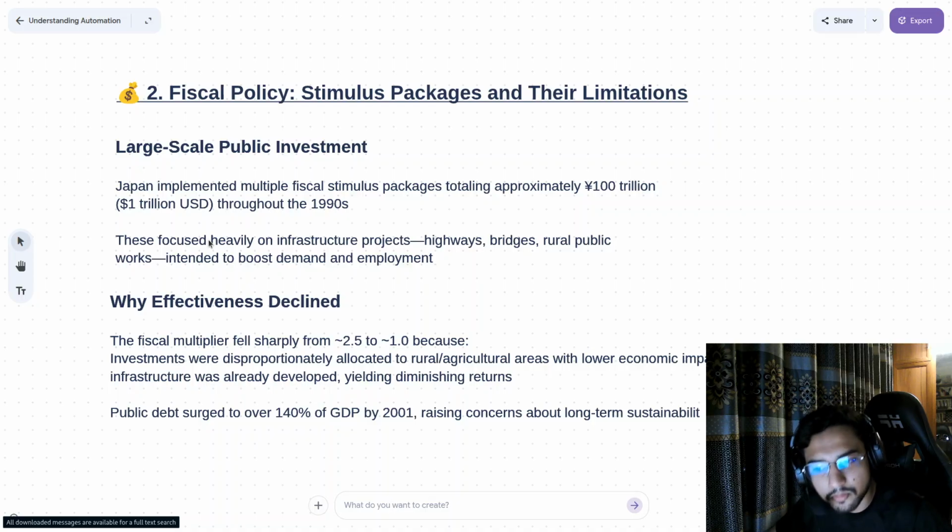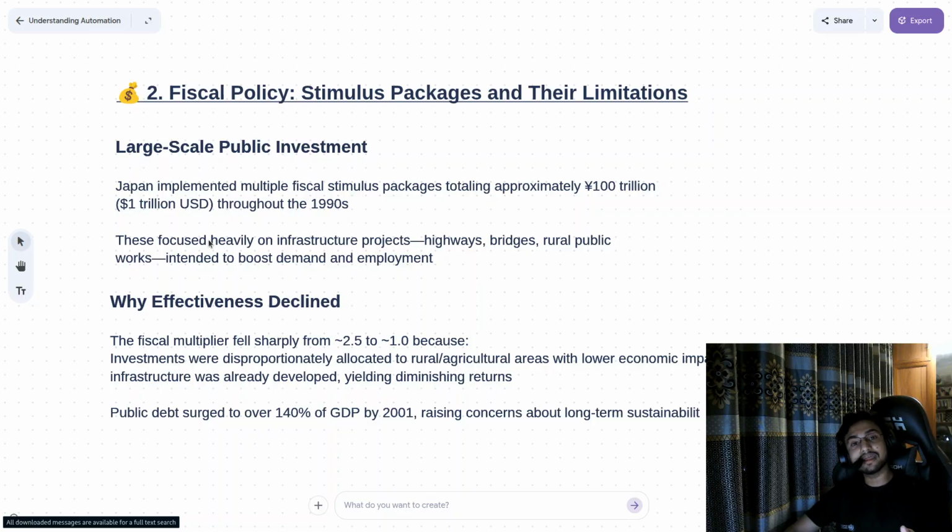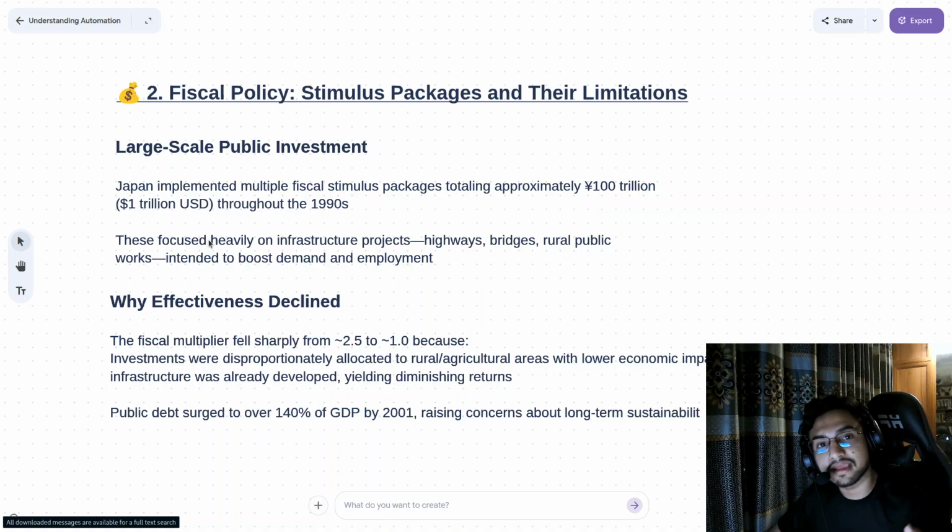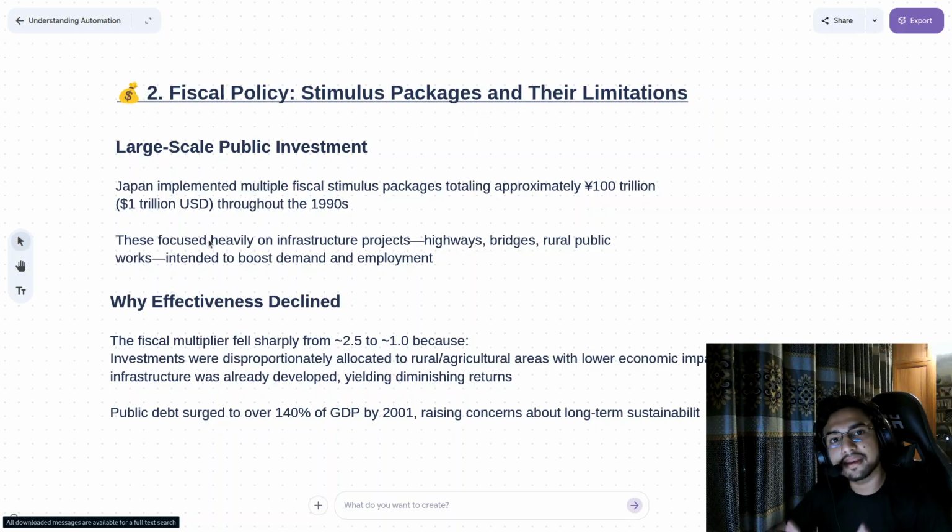Investments were disproportionately allocated to rural or agricultural areas with lower economic impact. Now what they did not understand is that the policies they are implementing need to have an economic impact.